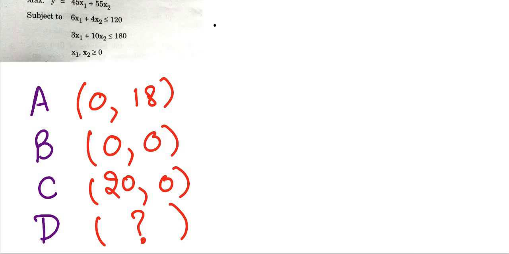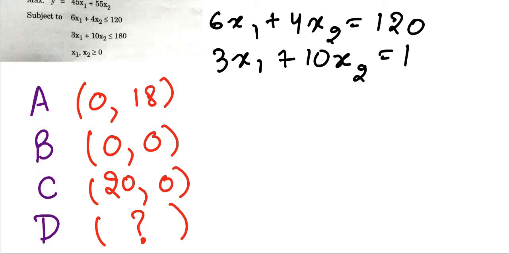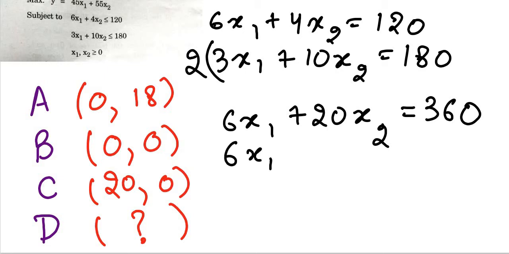Now, 6x1 plus 4x2 is equal to 120. 3x1 plus 10x2 is equal to 180. So using elimination method we can do this thing, like this. Now using both the equations, we will write equation 1 also here.